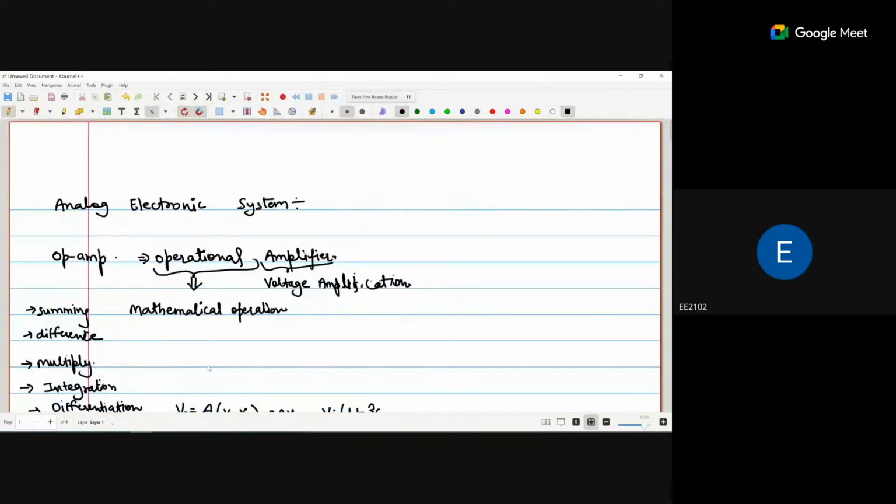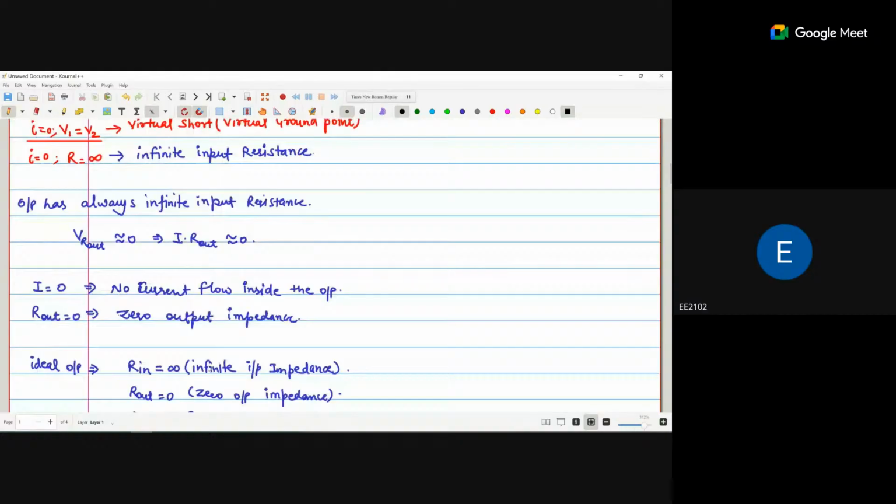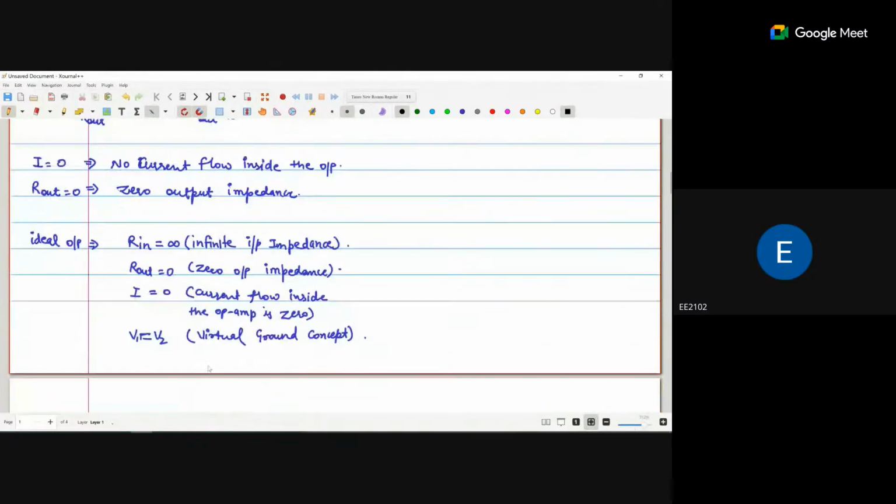So yeah, again we go back into the starting part, the operational amplifier. In the ideal op-amp, we consider the input resistance Ri to be infinite.